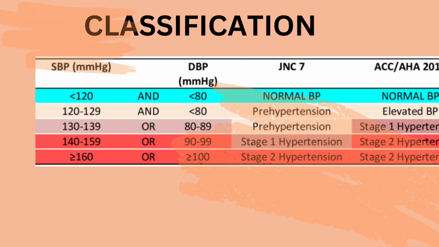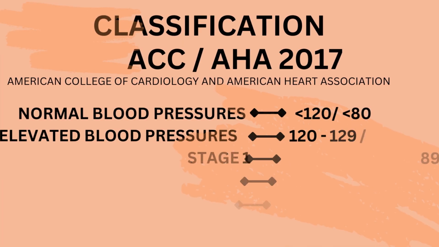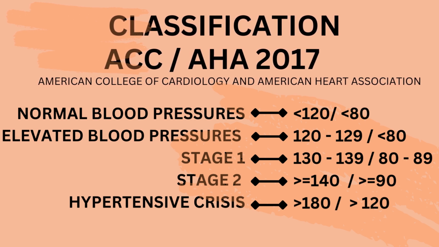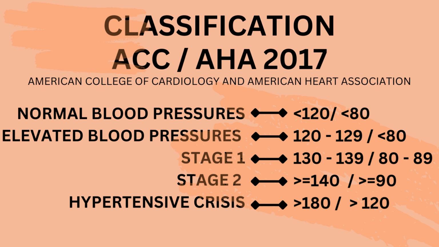While according to the American College of Cardiology and American Heart Association, normal blood pressures mean systolic less than 120 and diastolic less than 80. Elevated blood pressures mean systolic pressures between 120 to 129 and diastolic pressures less than 80. Stage 1 means systolic pressures between 130 to 139 while diastolic between 80 to 89. And stage 2 means systolic pressures of 140 or above and diastolic pressures of 90 or above.